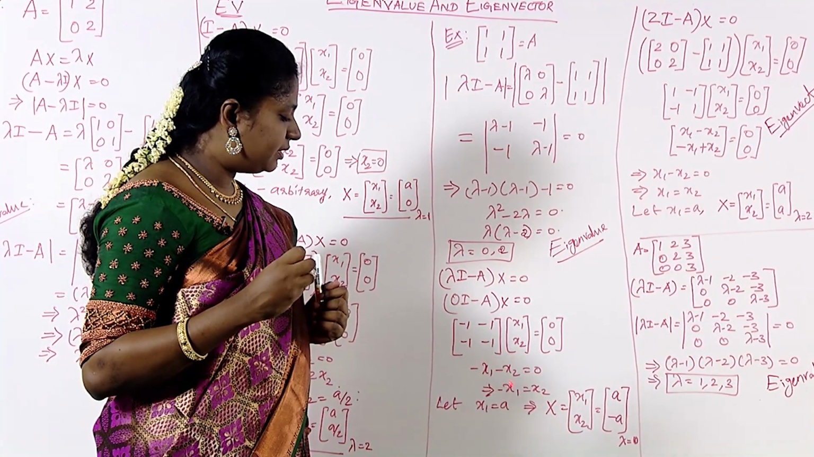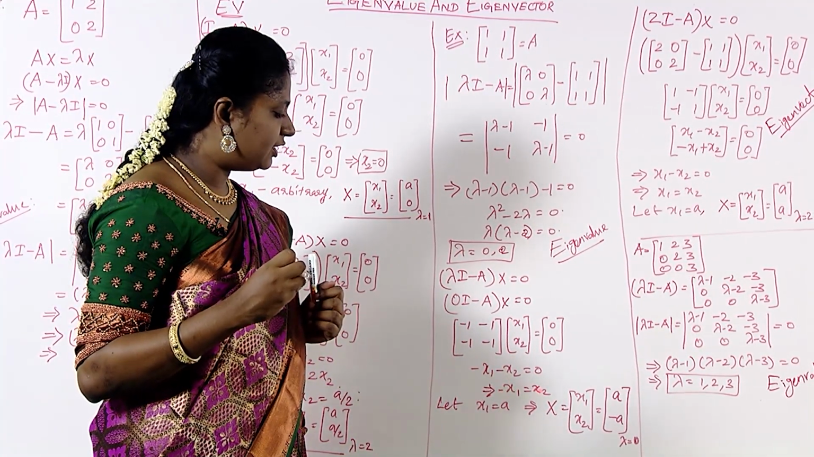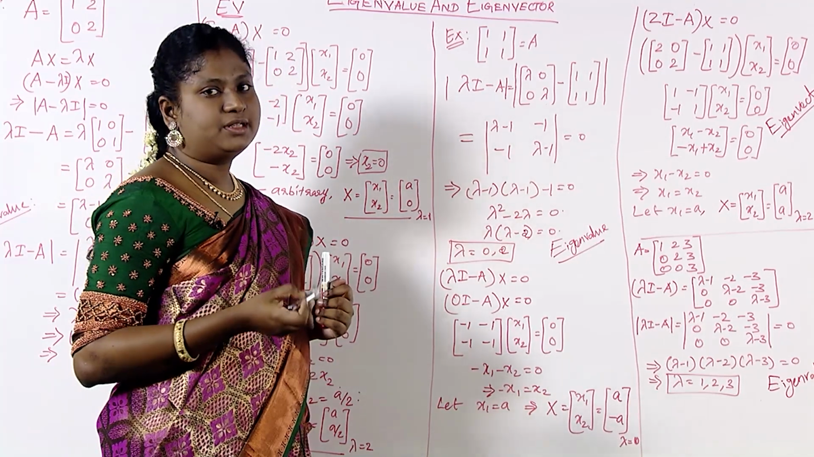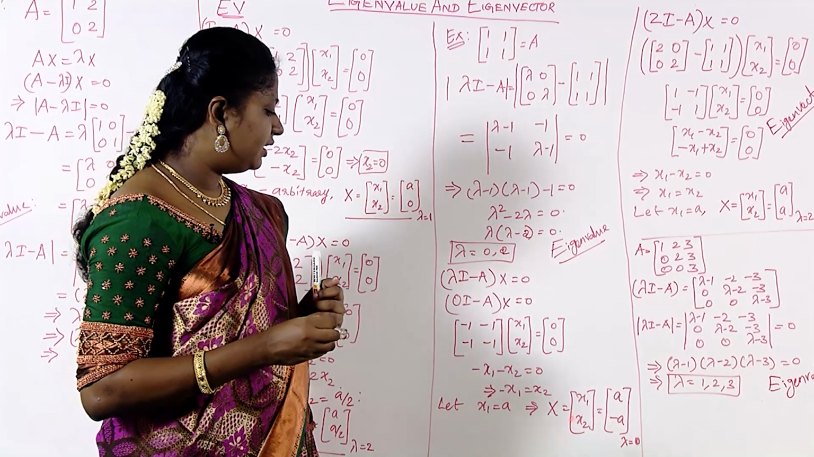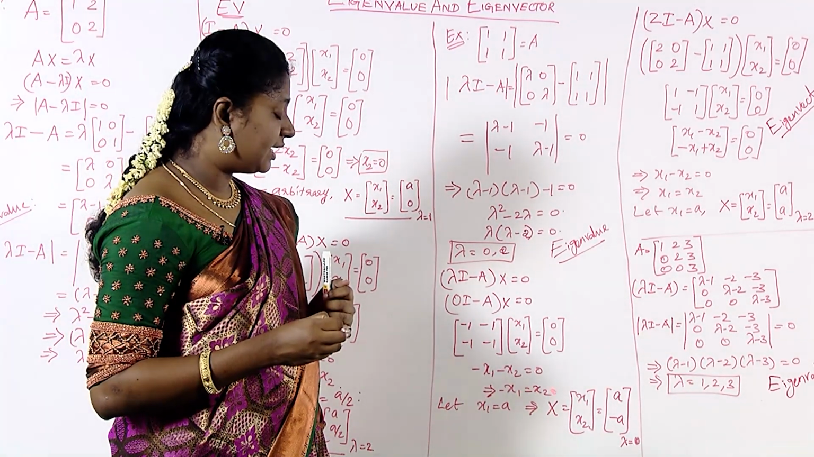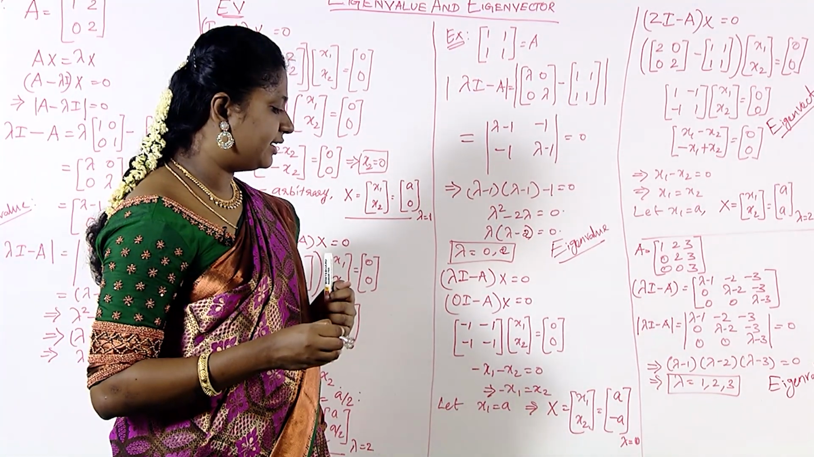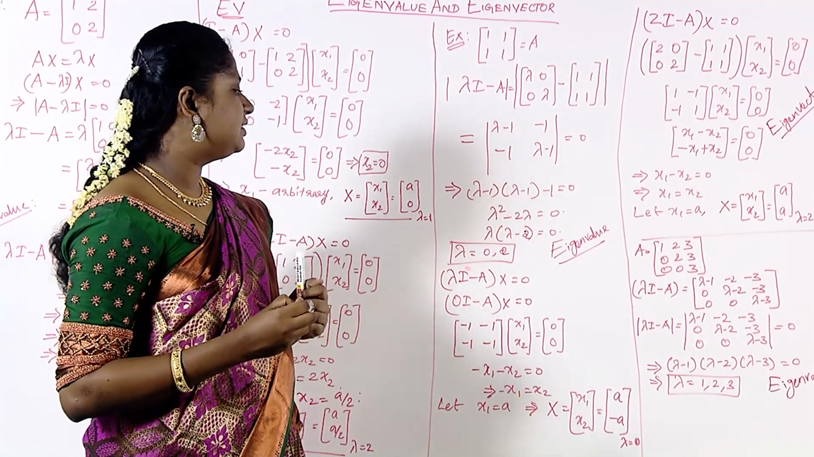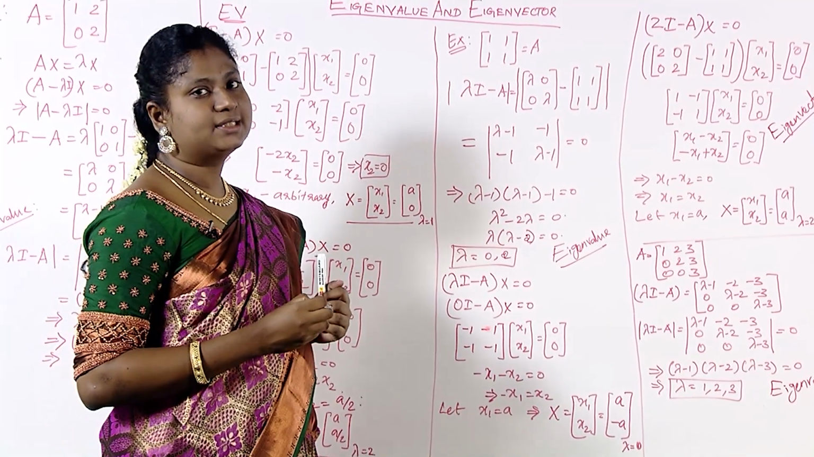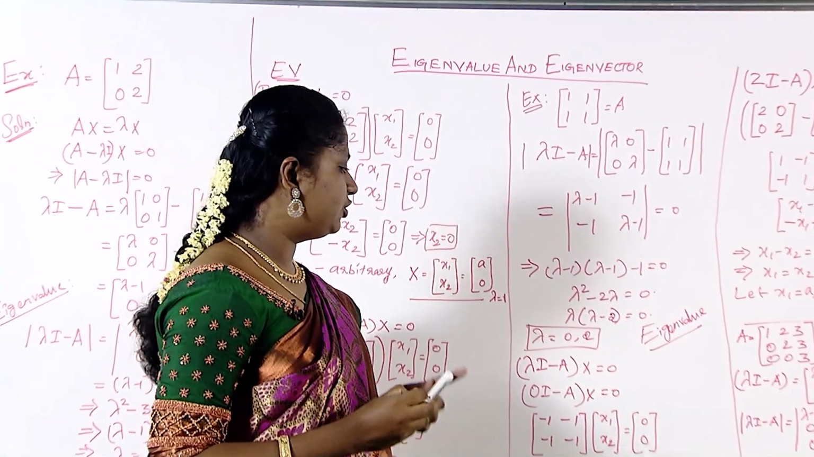Therefore, from here we can say minus x1 is equal to x2. Give an arbitrary value to one of the variables, and you will get the value of the other variable. Therefore, here the eigenvector is a and minus a corresponding to lambda is equal to 0, where a is arbitrary. Next, we have to compute eigenvectors corresponding to lambda is equal to 2.